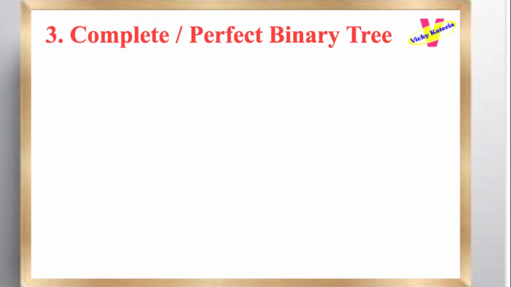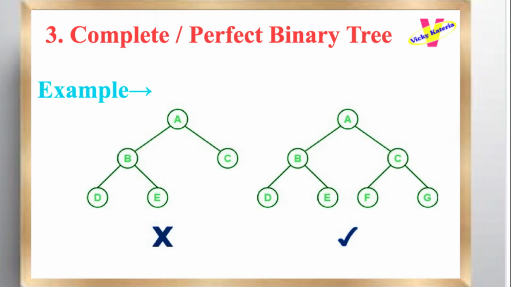Complete, perfect binary tree. A complete binary tree is a binary tree that satisfies the following two properties. Every internal node has exactly two children. All the leaf nodes are at the same level. Complete binary tree is also called a perfect binary tree. Example. Here, the first binary tree is not a complete binary tree. This is because all the leaf nodes are not at the same level.